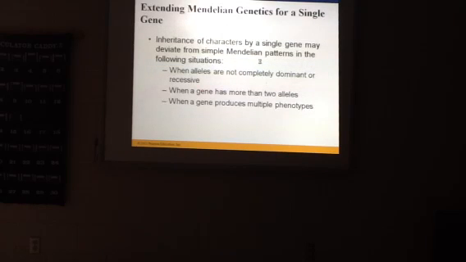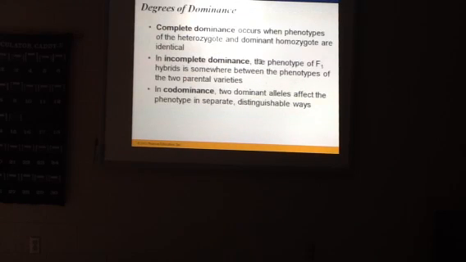The degrees of dominance here, right, if alleles are not completely dominant or recessive, you have the choices of complete dominance, which is when the phenotypes of the heterozygote and dominant homozygote are identical. In incomplete dominance, the phenotype of the F1 hybrids is somewhere between the phenotypes of the two parental varieties. And then in codominance, two dominant alleles affect the phenotype in a separate, distinguishable way. So, we have a red flower and a white flower on a pea plant, okay?